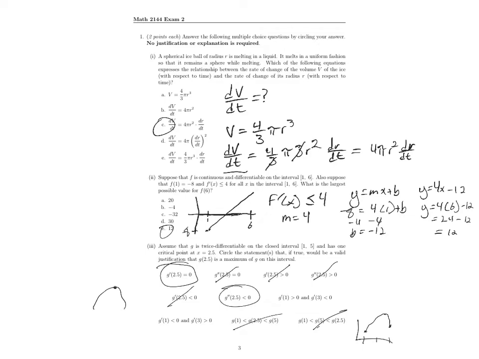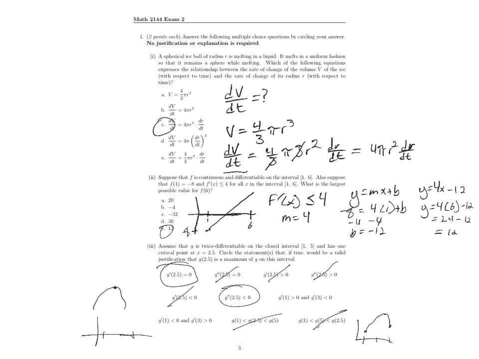Similarly, to cancel out these other two, where we say g prime of 1 is less than 0, that means the slope at 1 is less than 0, and g prime of 3 is greater than 0. Well, that means we'd have some sort of a picture possibly going like this, where here's 1 and here's 3. Well, g prime of 1 is less than 0 means we're going to be decreasing. And then g prime of 3 is greater than 0 means we're going to be increasing at that point.